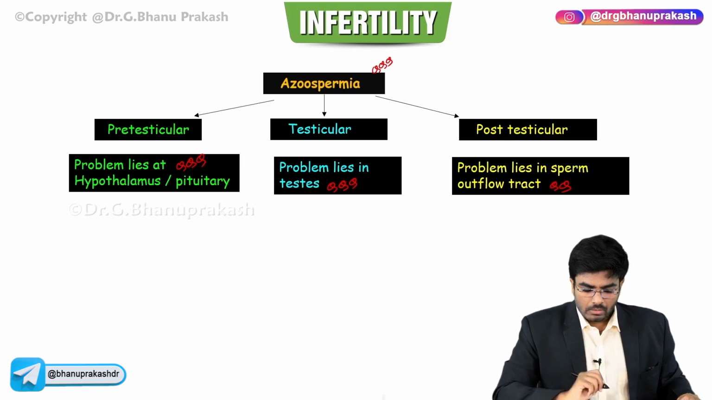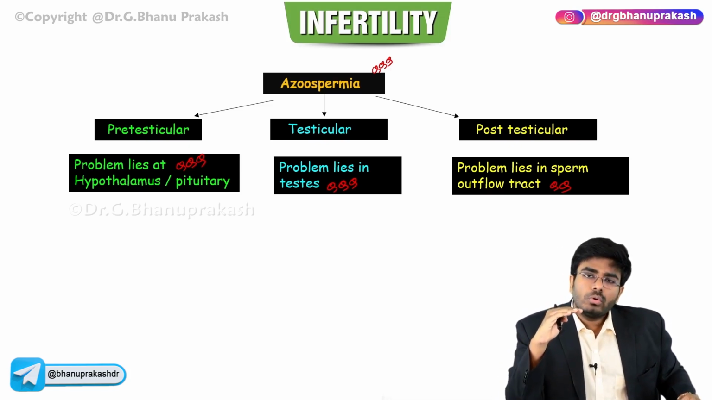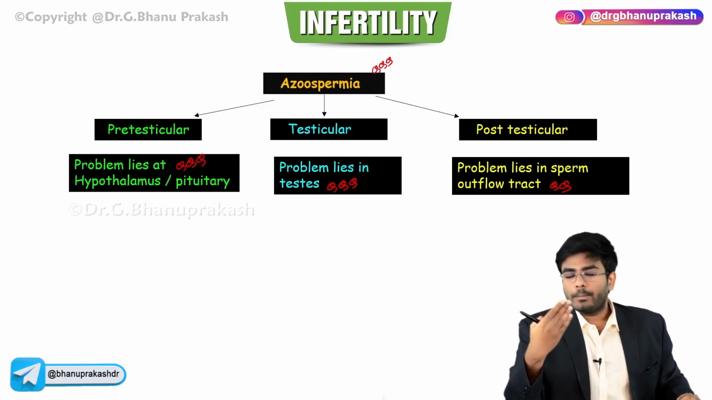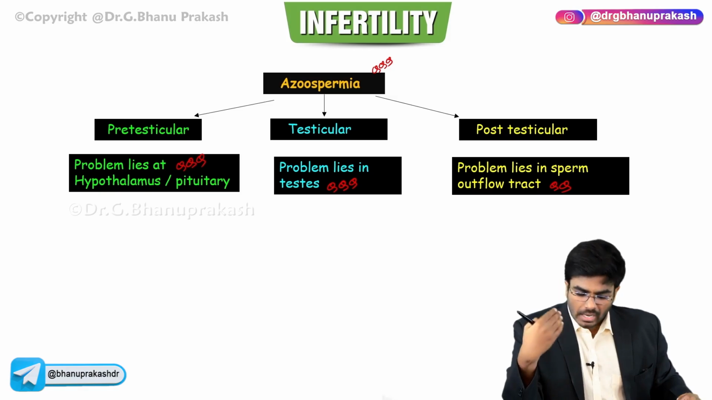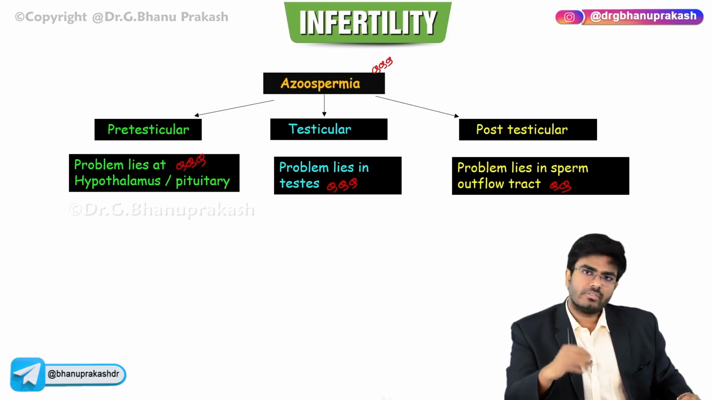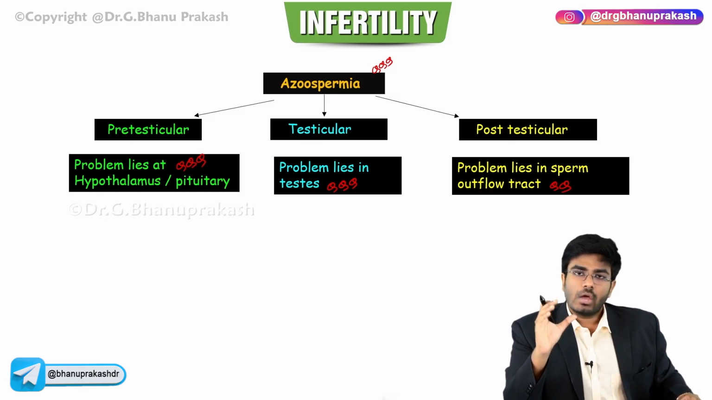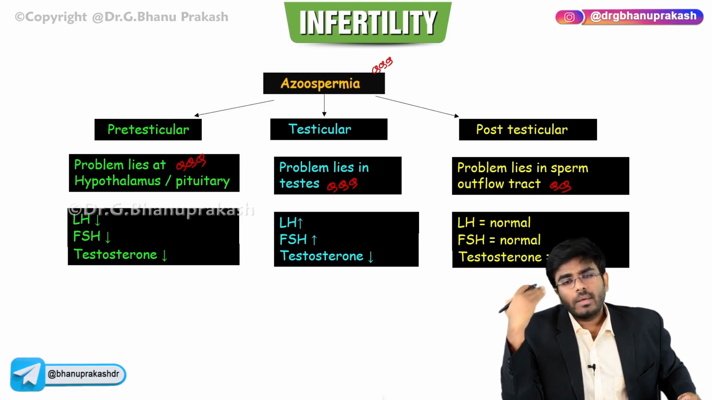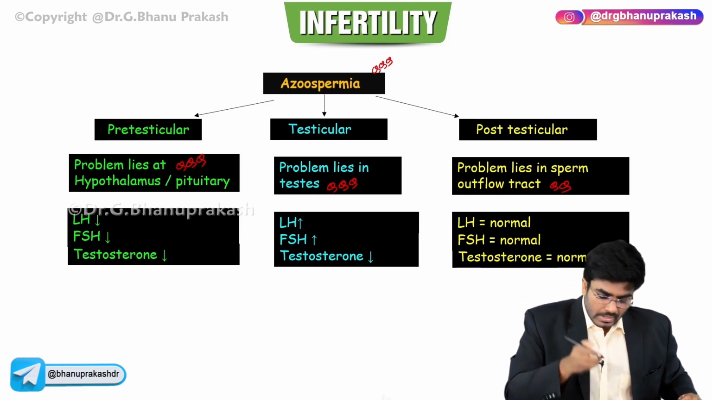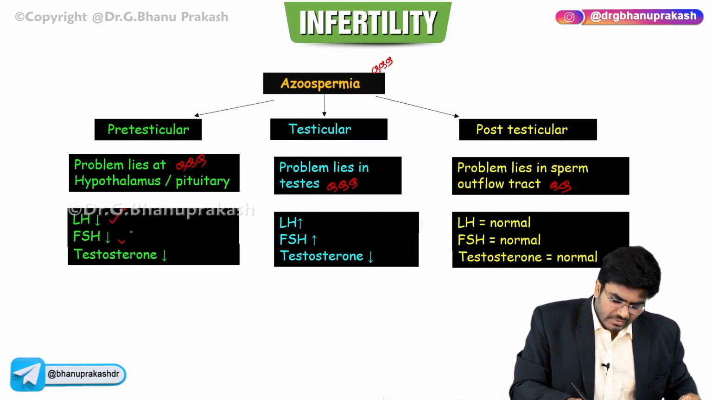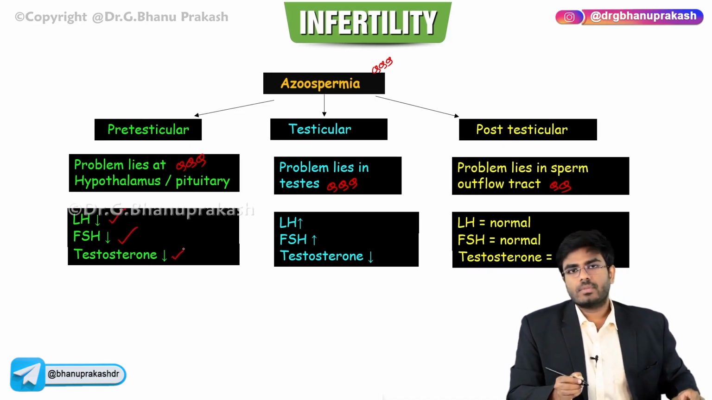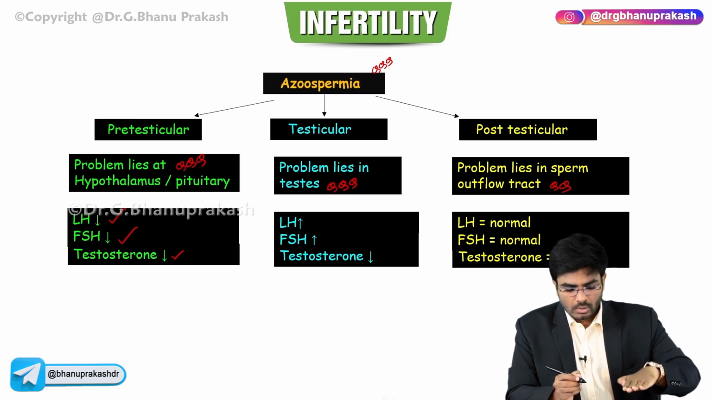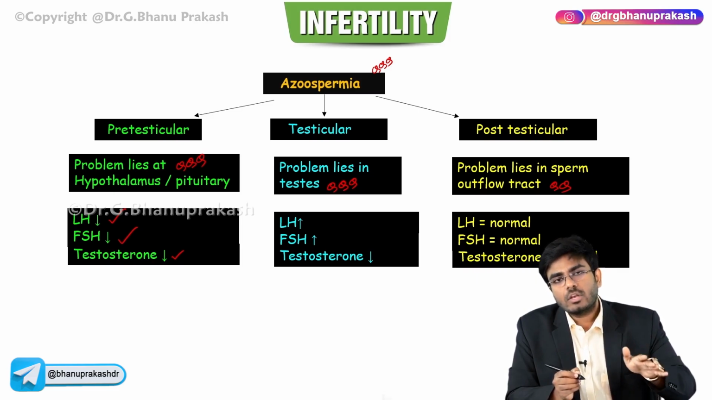Now, let's see how to differentiate whether this male patient is having a pre-testicular cause of azoospermia or testicular cause of azoospermia or post-testicular cause of azoospermia. Now, with hormonal studies, we can make the diagnosis. Guys, please concentrate. If the problem lies at the level of central nervous system, LH will be less, FSH will be less, and testosterone levels will be less. Okay, why? Because there is less amount of LH, less amount of FSH. So, ultimately, the testosterone levels will also be low.